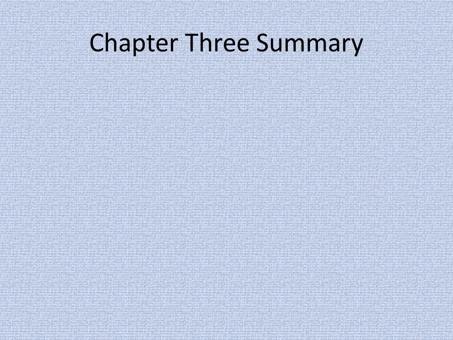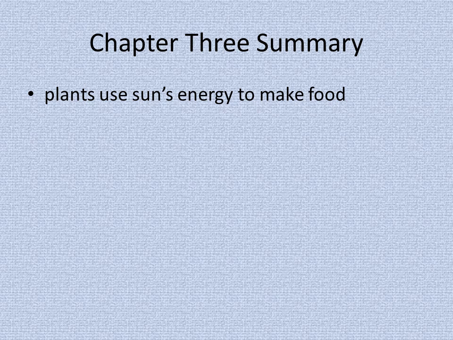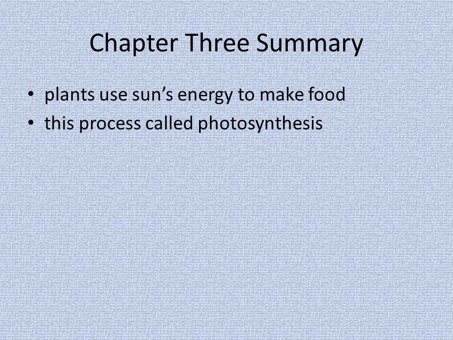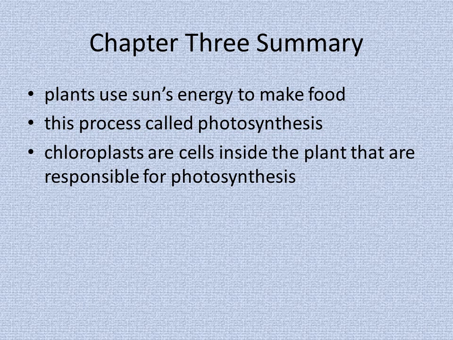Okay, what have we talked about in Chapter 3? We've discussed the fact that plants use the sun's energy to make food. We call that photosynthesis. They take carbon dioxide and water and they make carbohydrates and oxygen out of it. And as I mentioned, this is called photosynthesis.